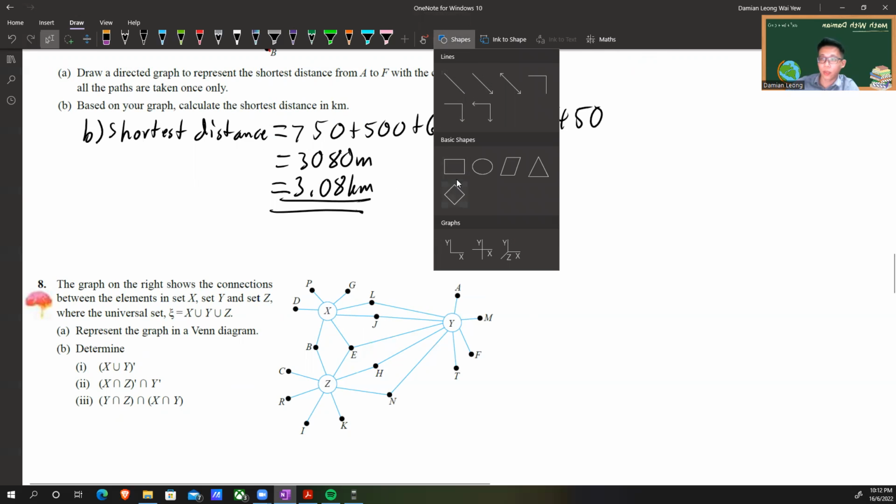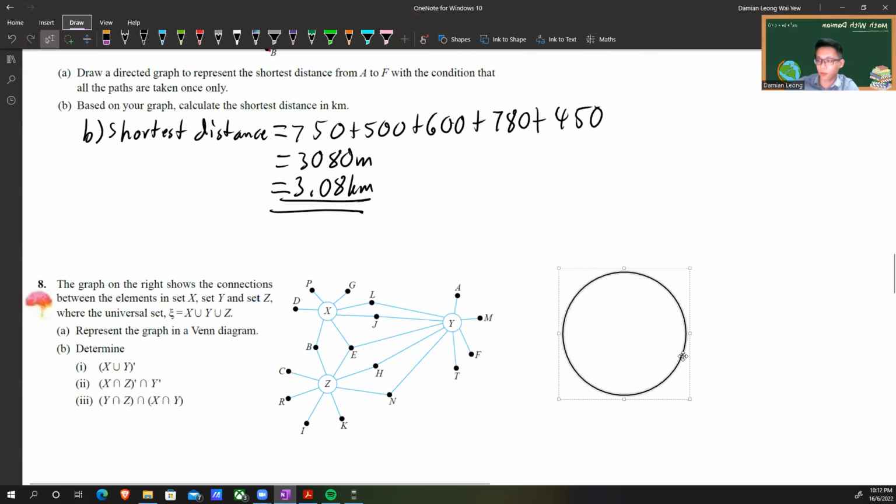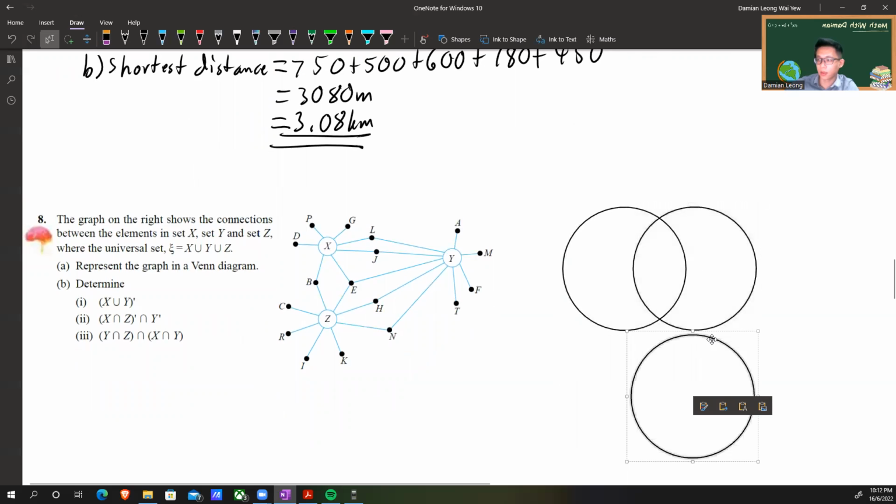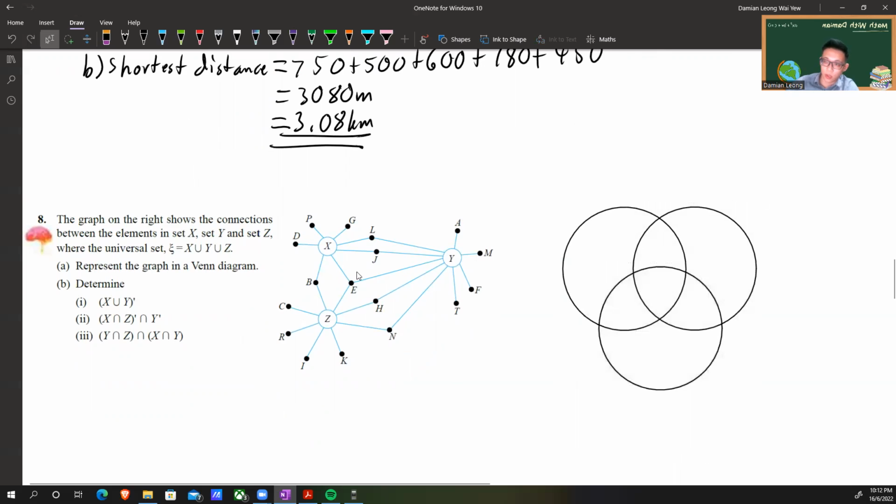So usually when I draw the graph, I like to start at the innermost intersection, which is this one, the E. So I start with the E right in the middle, the one that intersects all of them, X, Y, and also Z. Then I look at the other intersections. Between X and Z, the B intersects. So B is in this intersection here. Between Z and Y, these two, H and N. So in this intersection, I put the H and the N. This intersection between X and Y will be L and J. Then the rest will just be in their respective sets.